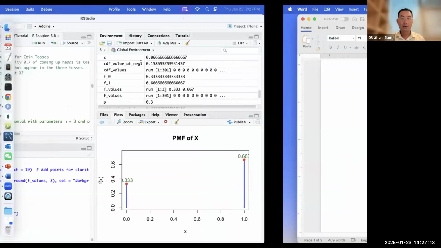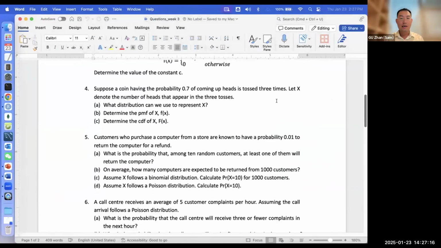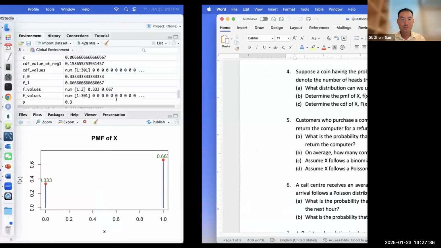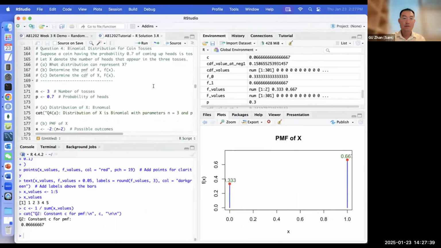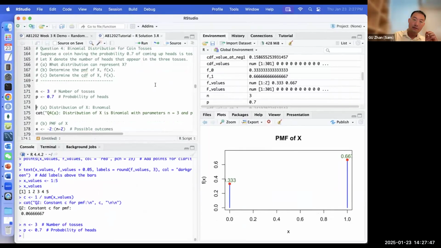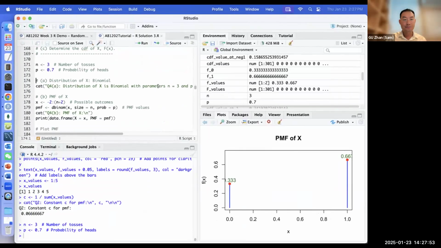Question 4, binomial distribution. Suppose a coin that has a probability 0.7 of coming up heads is tossed 3 times. Let x denote the number of heads that appear in the 3 tosses. What is the distribution we can use to represent x, determine the PMF, determine the CDF? Okay. So we analyze it. So number of tosses, we do 3 rounds of experiment. The probability of head is 0.7. So this is not a fair coin, right? If it's a fair coin, it should be 0.5. This is not a fair coin.